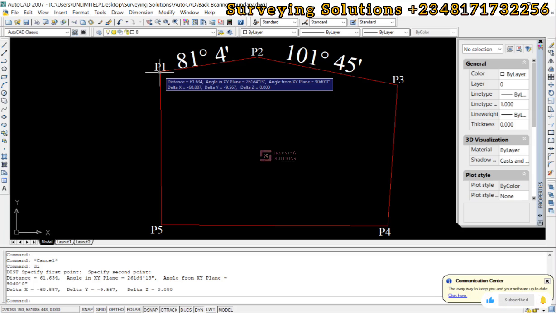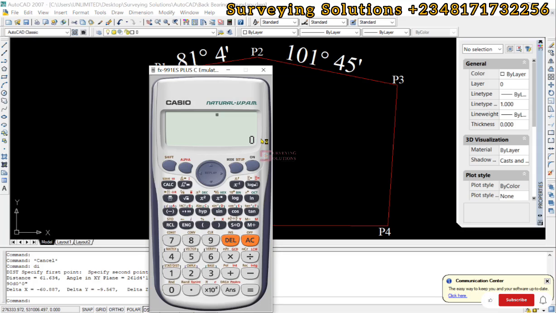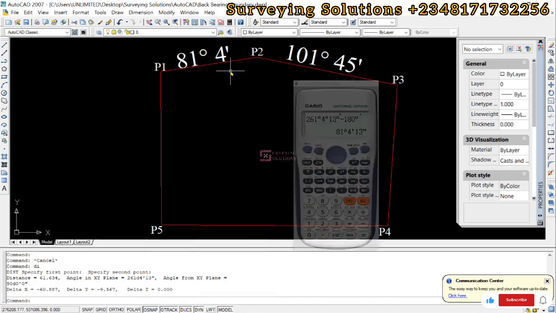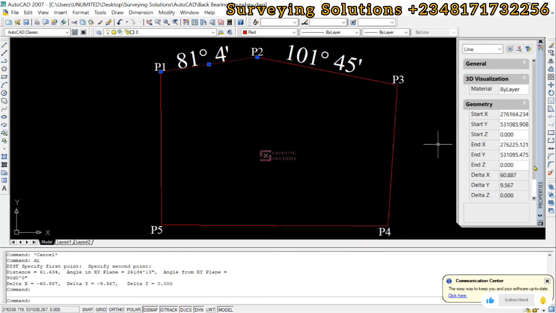However, it is the direction from which you came that made the difference. Now we are seeing 261 4 13, right? So if we come to a calculator and then we have 261 degrees 4 minutes and then we have 13 seconds, right? So we do minus 180 degrees. What do we have? We have 81 degrees 4 minutes 13 seconds.